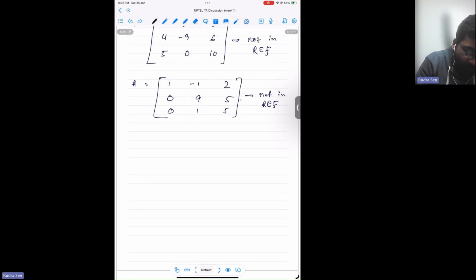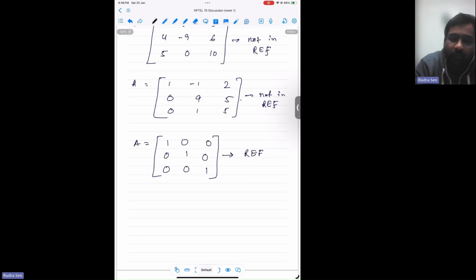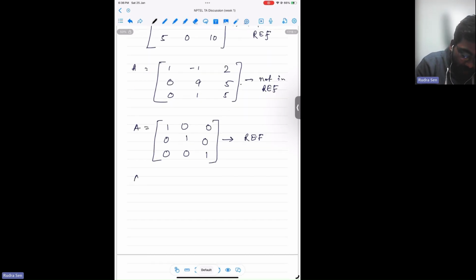Similarly, if we have something like a diagonal matrix, this is definitely in row echelon form, right? The identity matrix. Or something like this, where I'm not giving any particular number, I'm just using a star to represent a non-zero number.